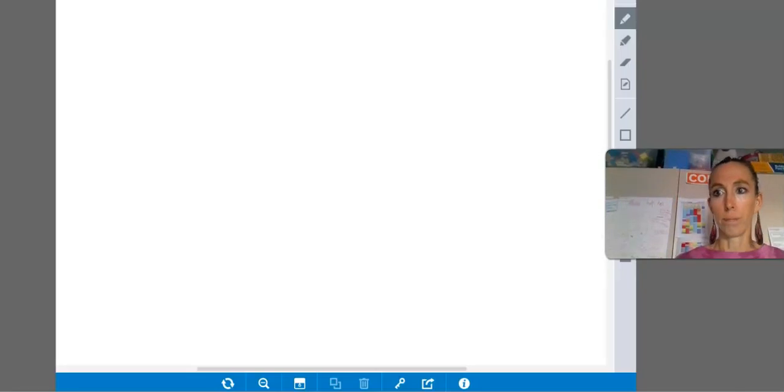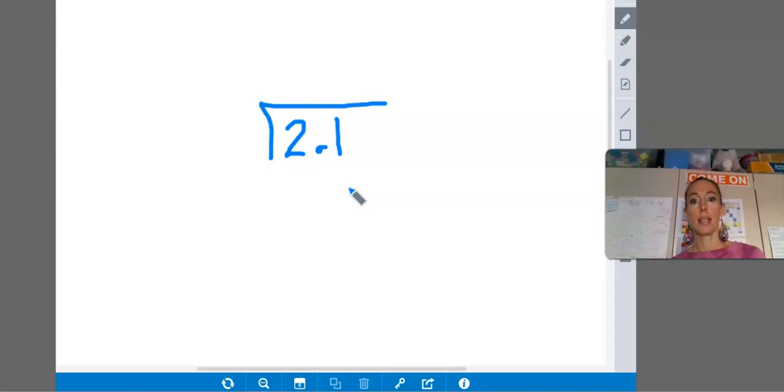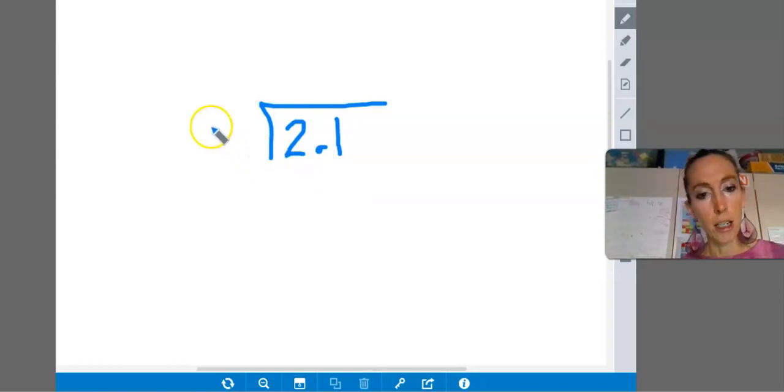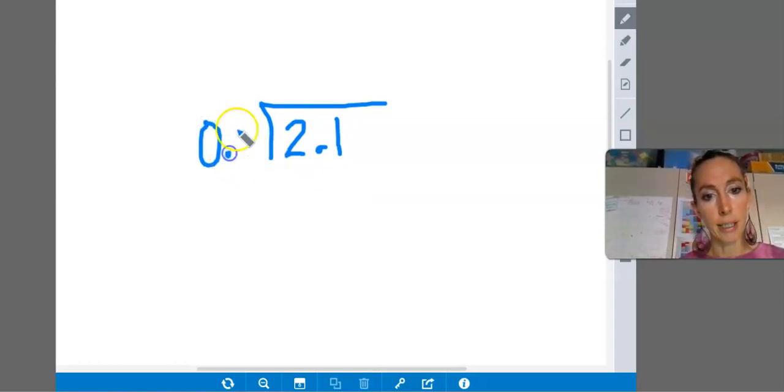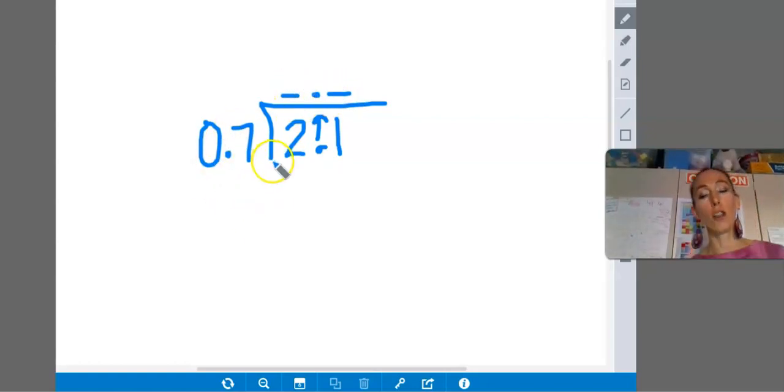All right, here we go. On your paper, we're going to go ahead and make our division house. We're putting our 2 1/10 on the dividend, and the divisor was 7 tenths. Now you're used to just bringing up that decimal and then starting in your steps of the algorithm.